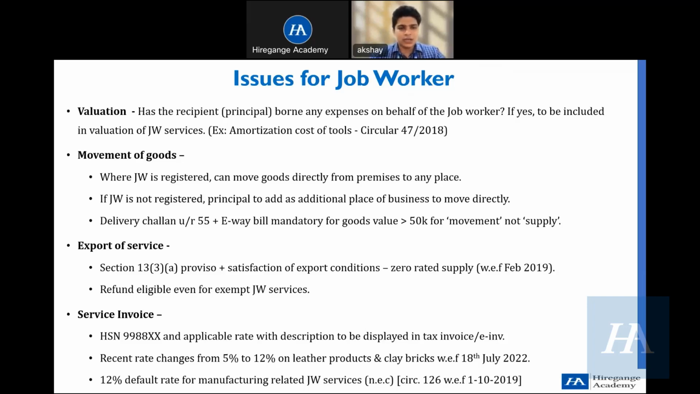In relation to valuation, one of the most important points to verify is whether the recipient, that is the principal, has borne any expense on behalf of the job worker.